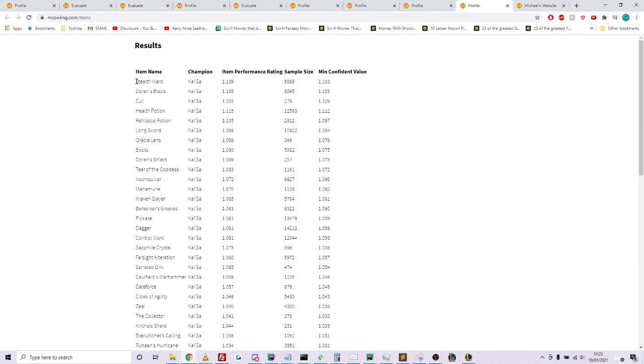So the idea here is what's going to generate you the most amount of gold, because gold encompasses things like kills, assists, neutral objectives, farming CS, farming jungle camps, stealing enemy jungle camps. Gold encompasses a lot. So that's the idea here.